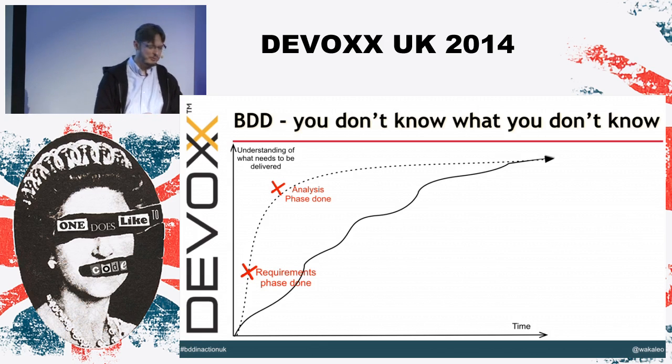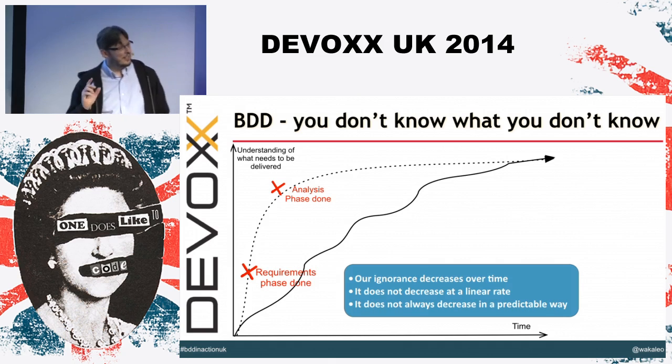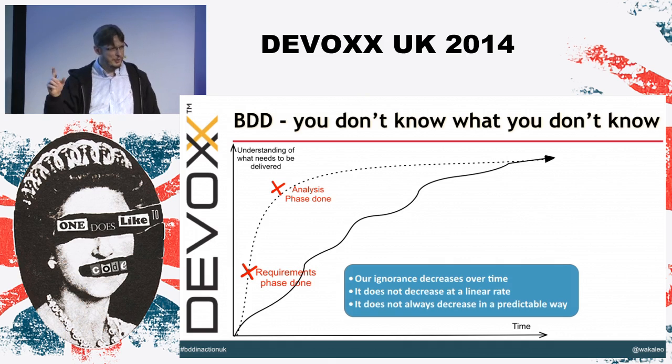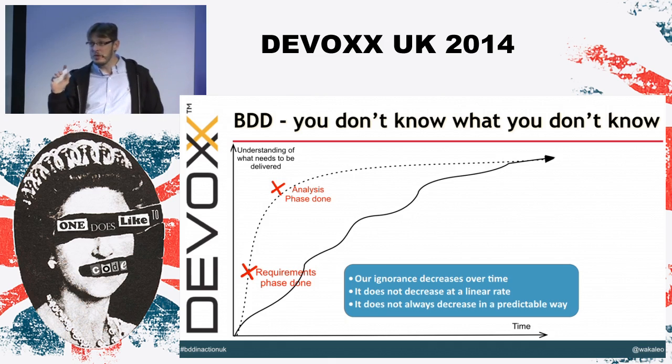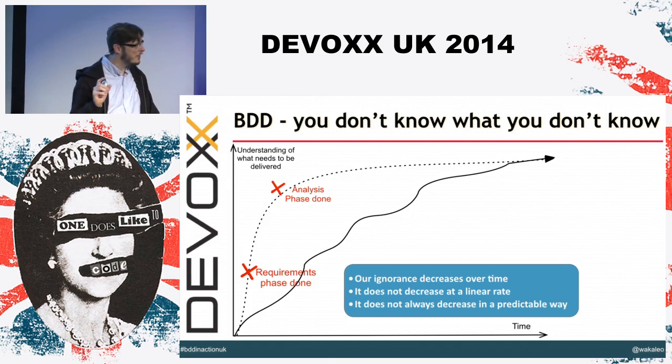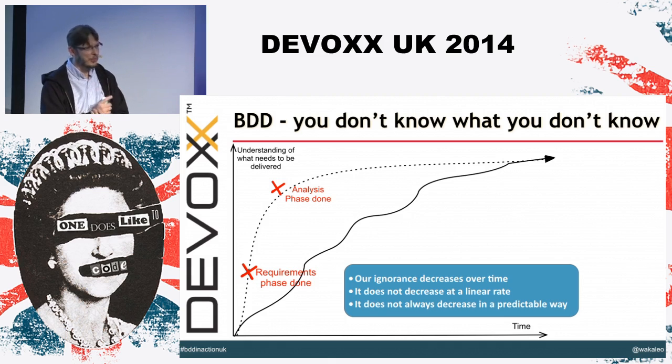So, yeah, what really happens is more something like this, if you're lucky. If you think not in terms of knowledge but in ignorance, you can say that your ignorance about the problem domain decreases over time. And the time that you know the most about the project and you'd be best placed to actually implement it is right at the end.